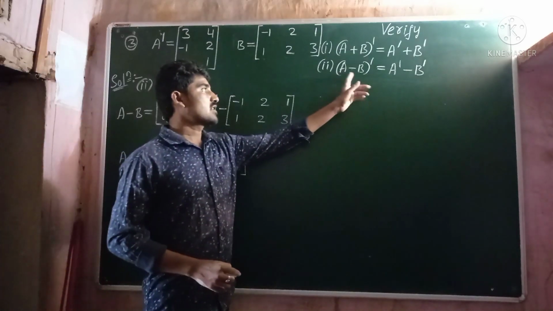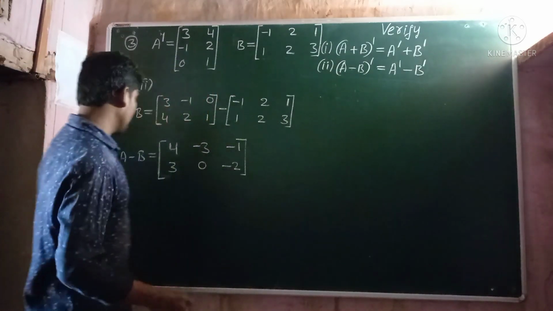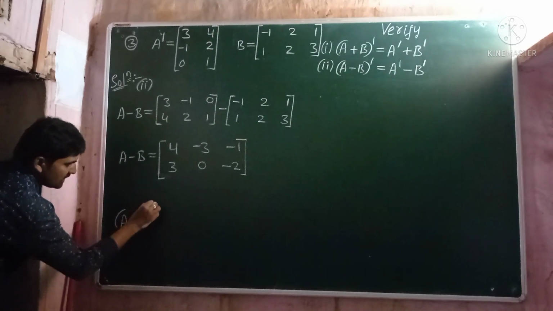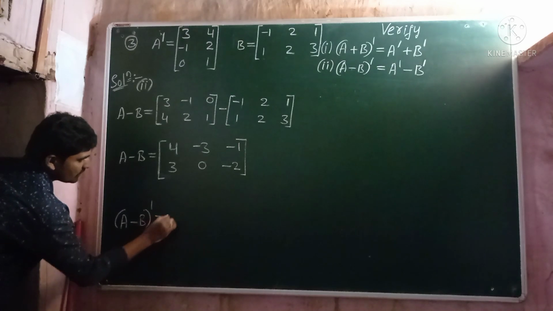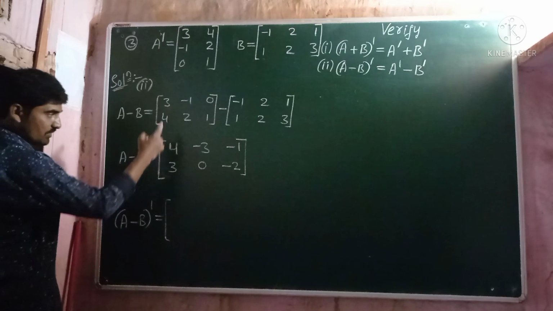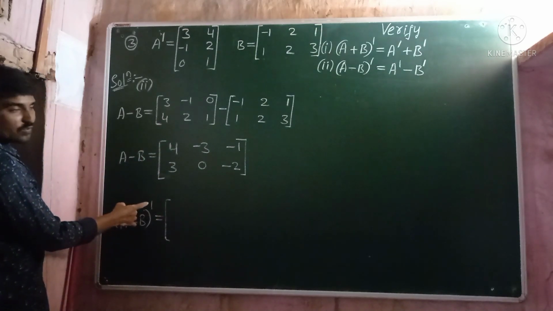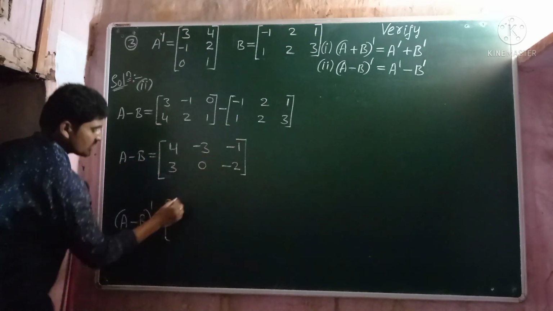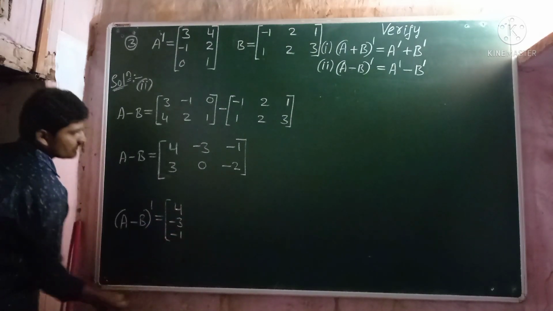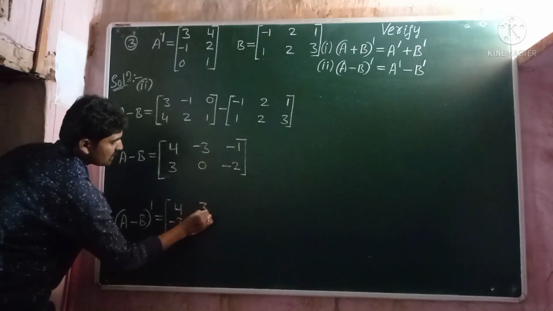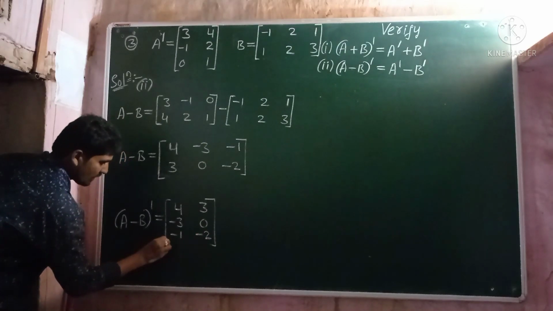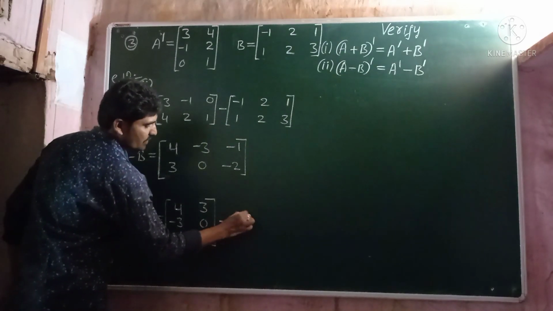And now we need to find the transpose of this matrix A minus B. Therefore, the transpose of the matrix A minus B, that is A minus B whole dash, is equal to: the first row of the matrix A minus B becomes the first column of A minus B whole dash, that is 4, minus 3, and minus 1. Second row becomes second column: 3, 0, minus 2. Call it equation number 1.